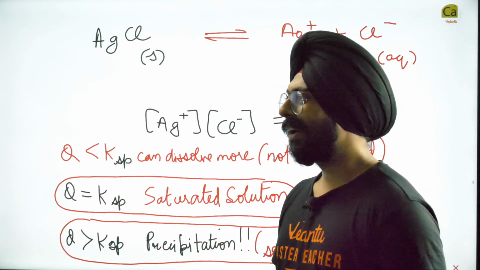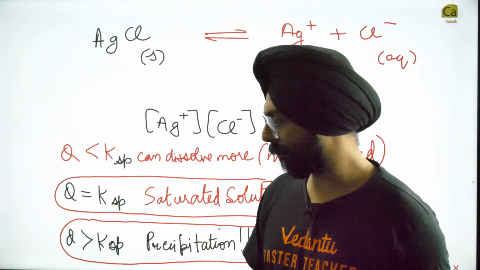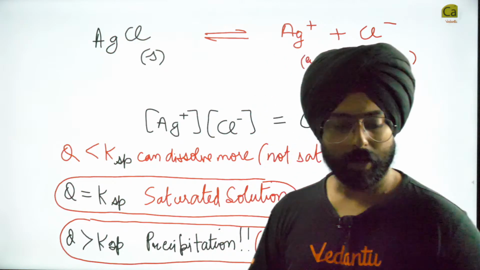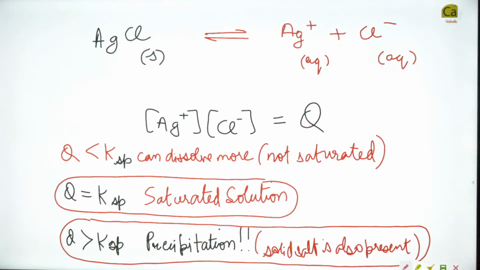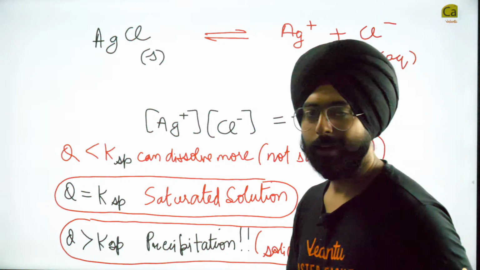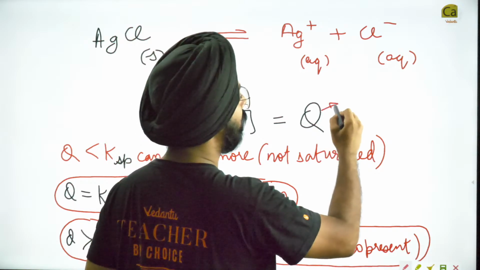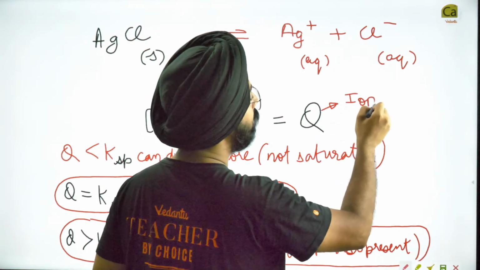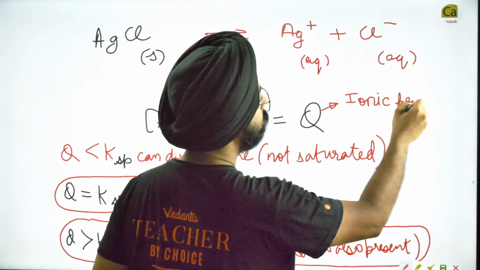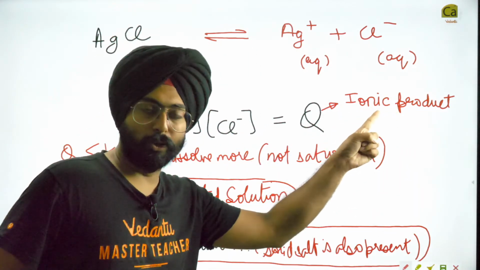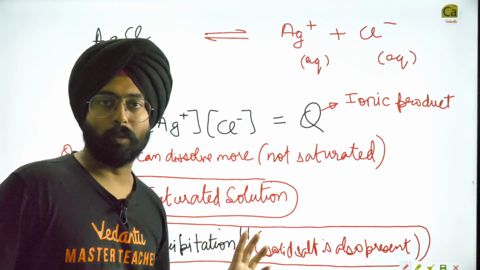Okay. Is this page over yet? No. Because we are chemists, we want to make things a little more complicated. So instead of calling this Q a reaction quotient, I will give it a different name. I will call it the ionic product. The product of the concentration of ions is known as the ionic product.